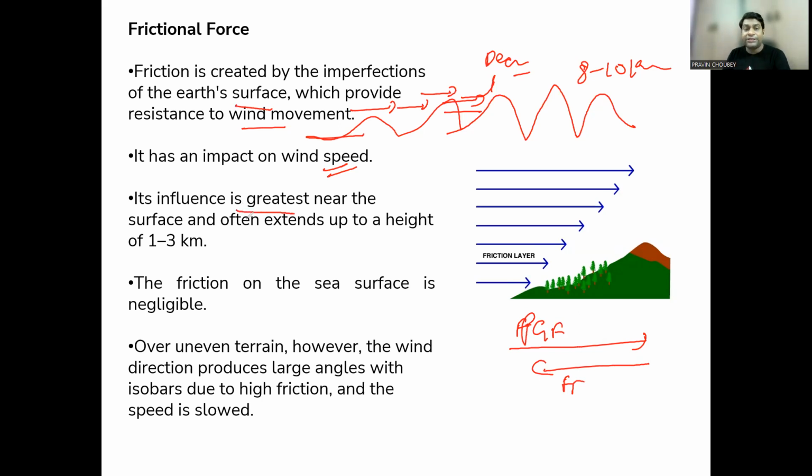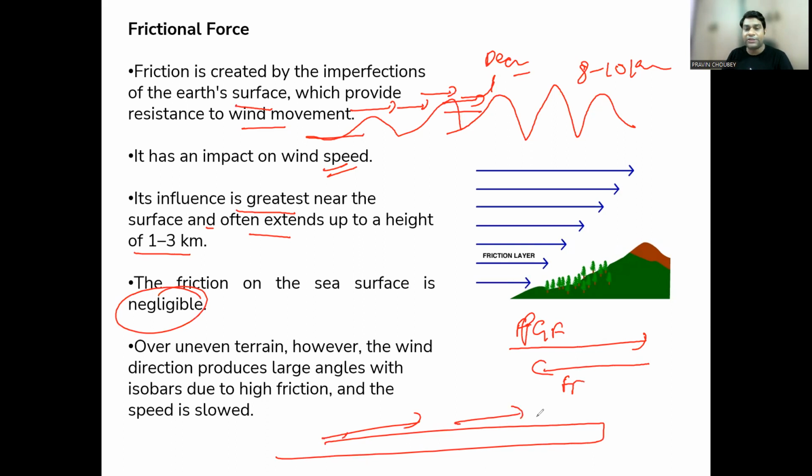It is influenced the greatest near the surface and often extends up to a height of 1 to 3 kilometers above the surface of the earth. Beyond 3 kilometers, it's completely absent. The friction on the sea surface is negligible because the sea surface is a completely plain area. Over uneven terrain, like undulating land surface where you see mountains and valleys, the wind direction produces large angles with isobars, due to which friction slows the wind. We'll also talk about the isobar. An isobar is an imaginary line joining two places that have equal pressure.